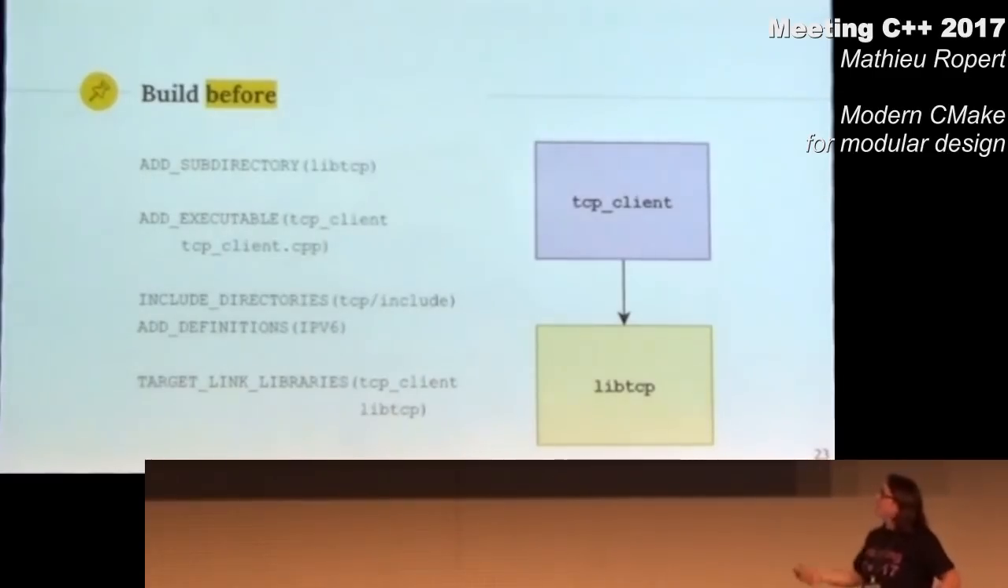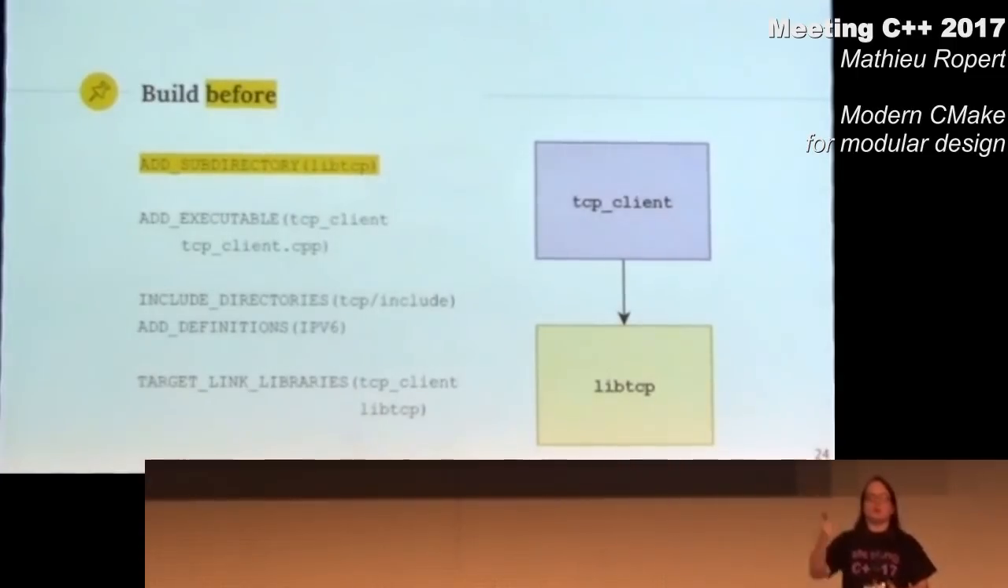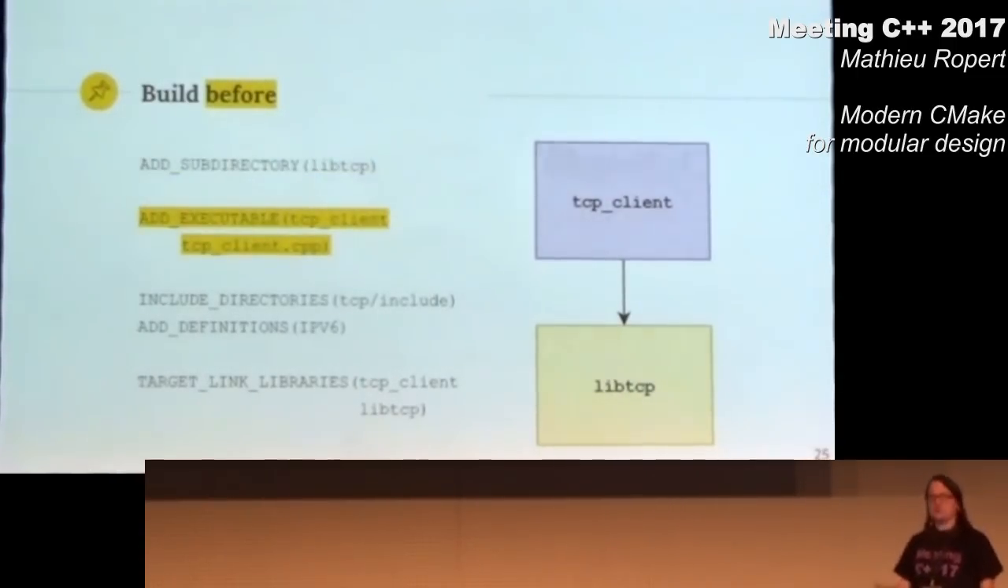The problem is, let's walk through it. First one, you say, okay, I have a sub-project, which is libTCP. Okay, that's sensible so far. I have a sub-project, I have a sub-library, I need that directory because it's a dependency. Okay, fine. You say, I have an executable, and the executable just is TCP client.cpp. Again, pretty sensible. That's just what you have to compile locally for your binary without dependencies.